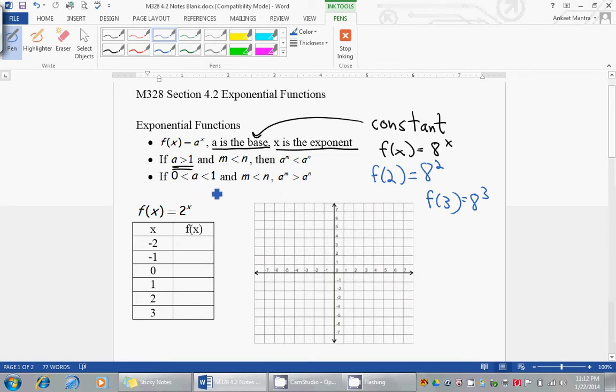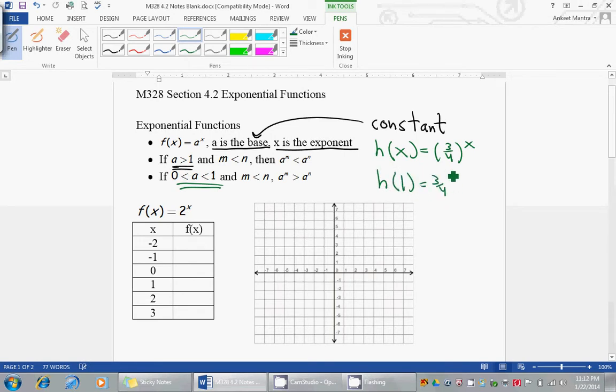Now, similarly, if a is between 0 and 1, let's erase f here. I'm going to bring that example for h back. h was 3/4 to the x power. For this one, let's look at h of 1. What's 3/4 to the first power? Which is just 3/4. Now let's compare this to h of 2, which is 3/4 squared, which is going to be 9/16.